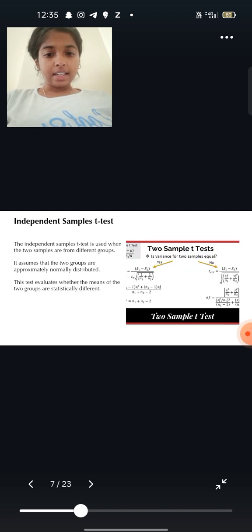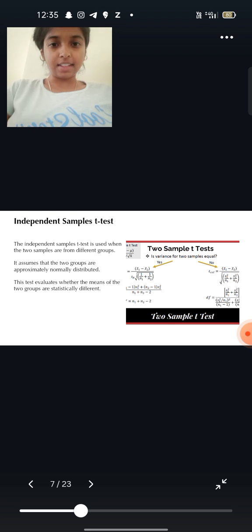Independent sample t-test. The independent sample t-test is used when the two samples are from different groups. It's assumed that the two groups are approximately normally distributed. This test evaluates whether the means of the two groups are statistically different.